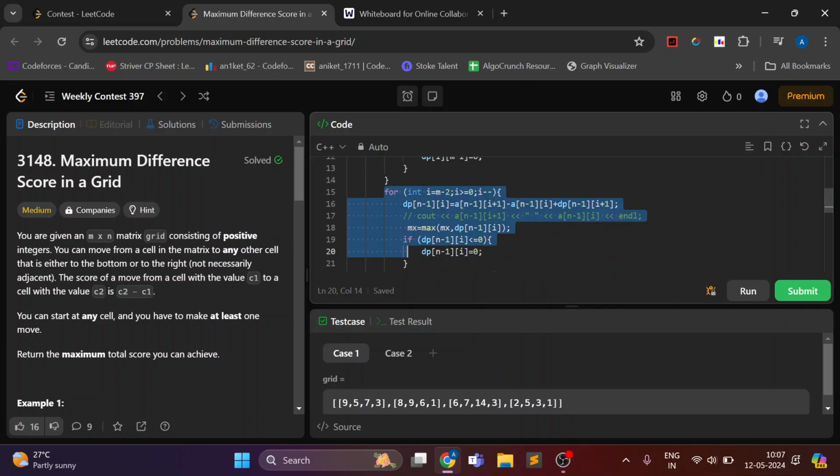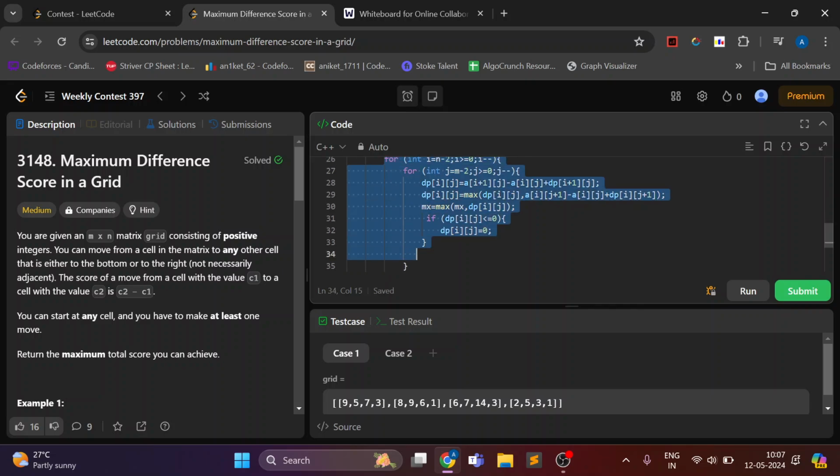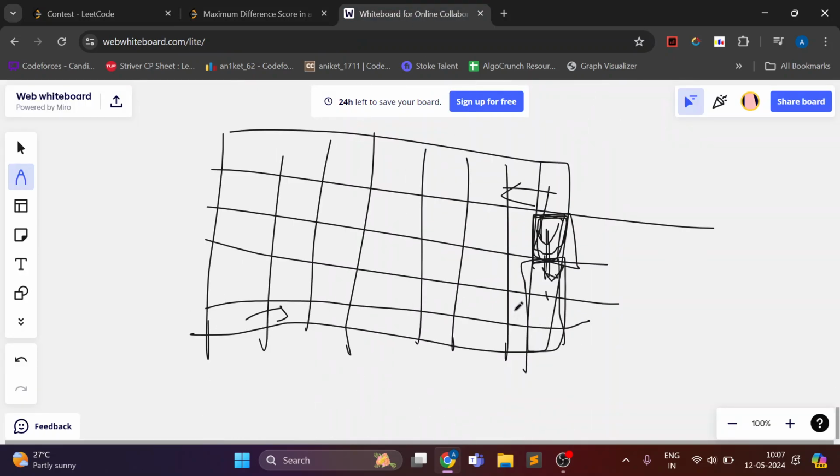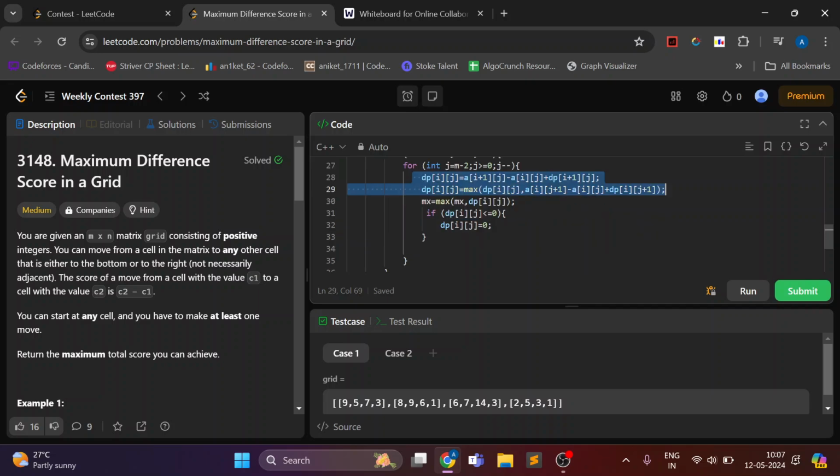Same for the last row, and then I am iterating from this cell, the last cell which is not in the last column and last row. In this case I have two options: to go right or go bottom, and take the max of both of them and update my current max.